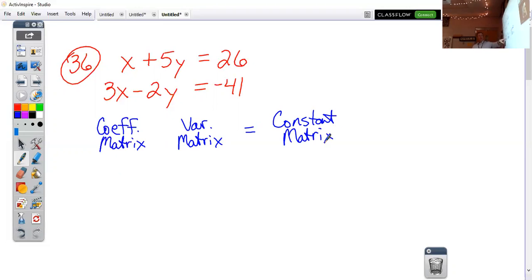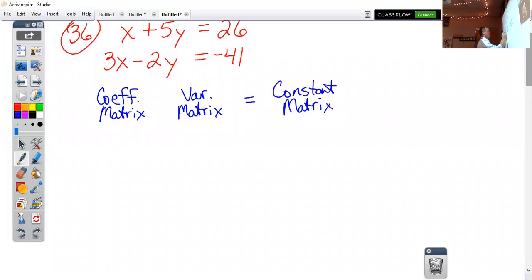All right. You have a coefficient matrix, a variable matrix, and it equals a constant matrix. Basically, you're just making a matrix out of your system of equations. It's very easy. Coefficient matrix. What are coefficients? Numbers in front of the letter. The numbers in front of the variables. So my coefficient matrix is the numbers that are in front of the variables.